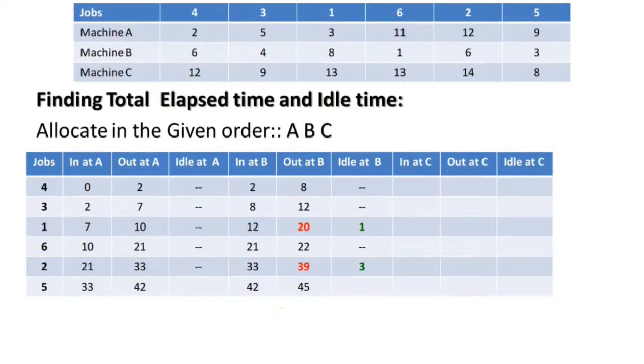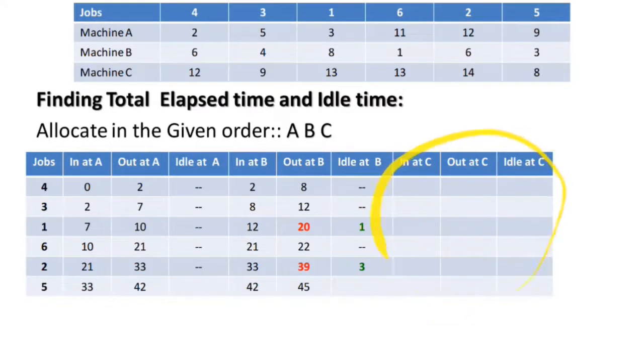So the in time at B for job 5 will be 42 hours. This idle time will be calculated further once we know the complete process timings, because after this 45th hour machine B would be idle until the complete process is completed for A, B and C.